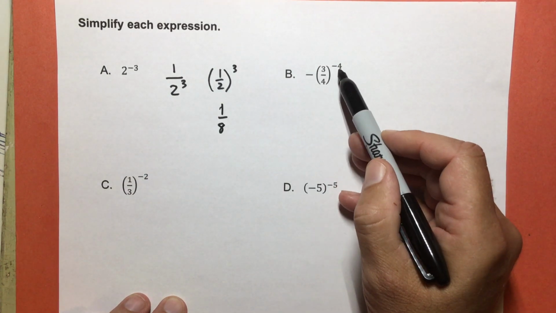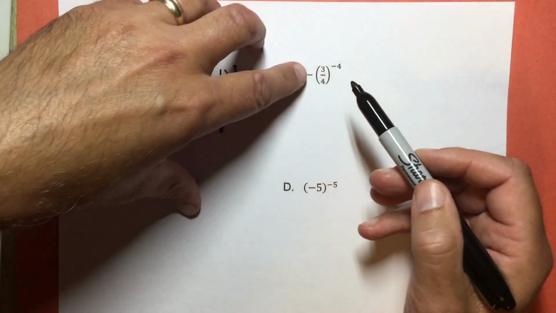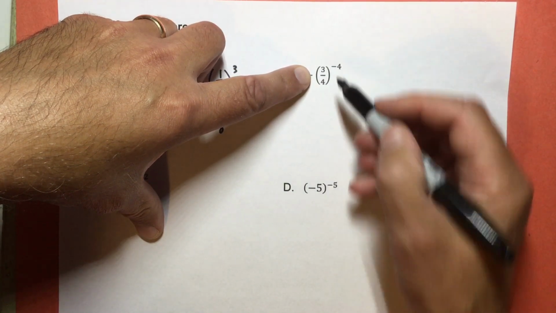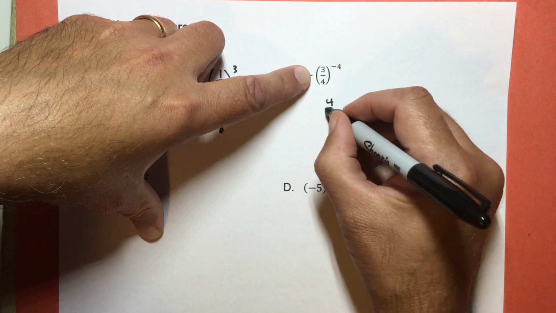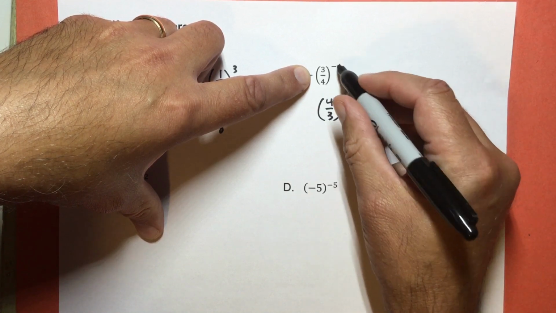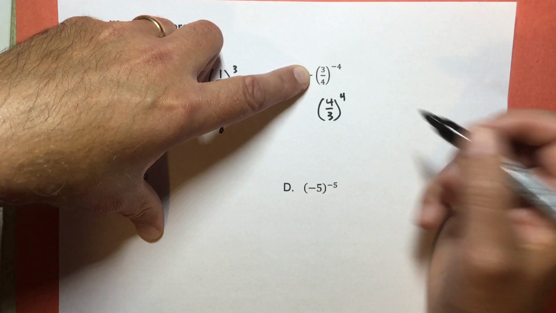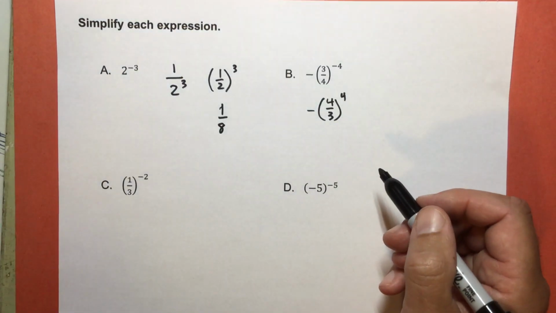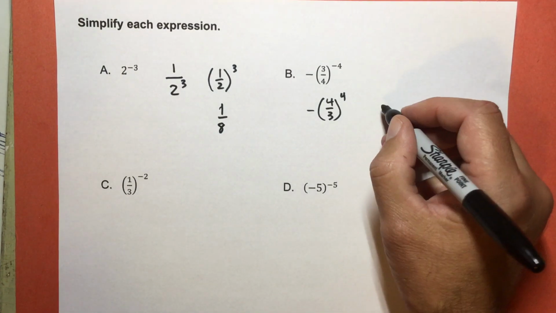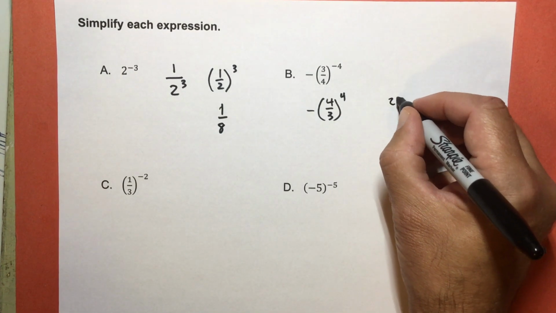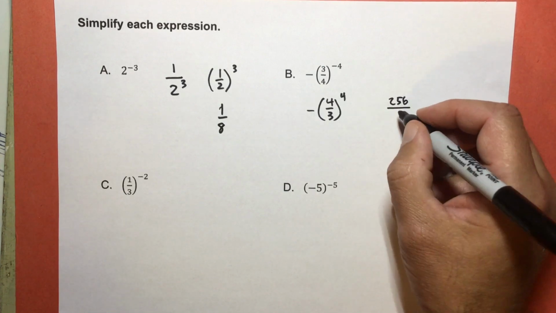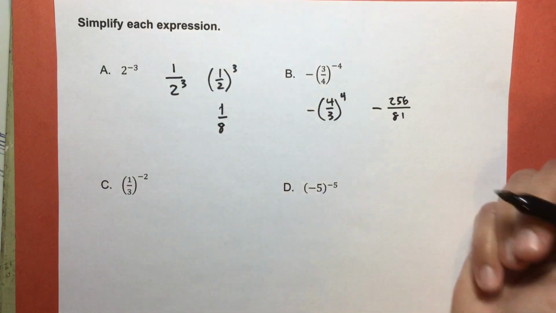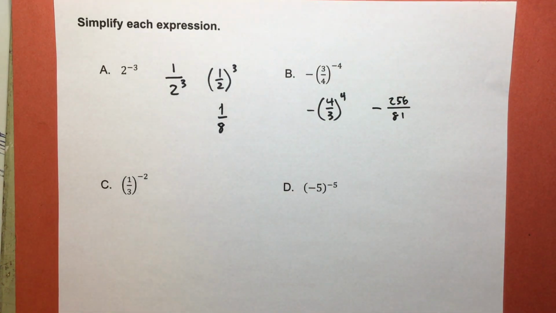Negative 3/4 to the negative 4th power, and I got to talk about the negative, so I'm going to ignore that in just a second. But I've got to throw another problem in to keep it simple. Do the reciprocal, 4 over 3. Now, instead of negative 4, it's to the 4th power. The negative is still there. I just hid it, but it's still there. Let's see, 4 times 4 times 4 times 4 is 256. And 3 times 3 times 3 times 3 is 81. And I've still got the negative there. So I get negative 256 over 81. You can leave it like that.